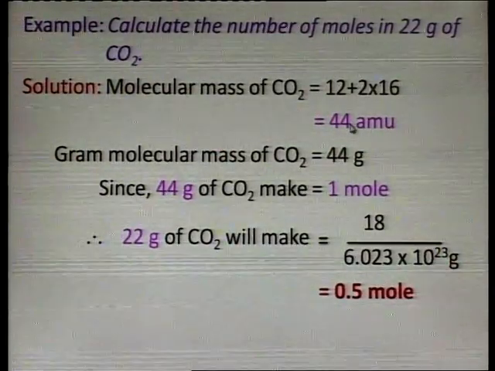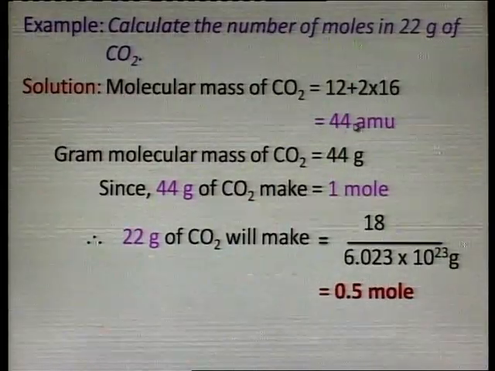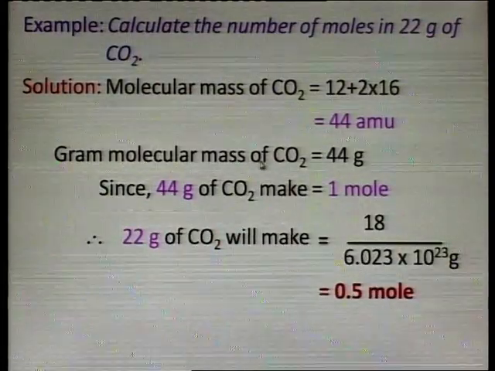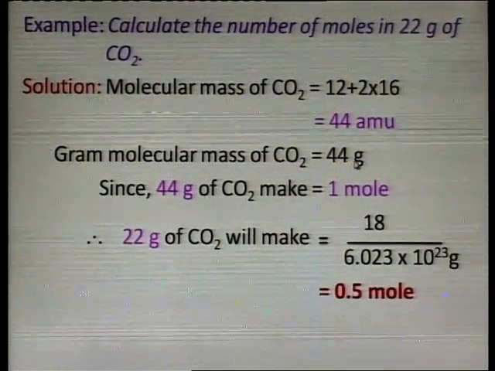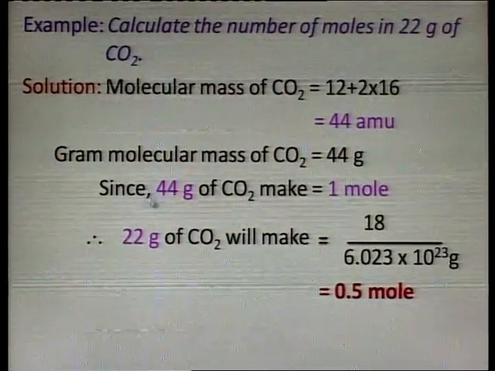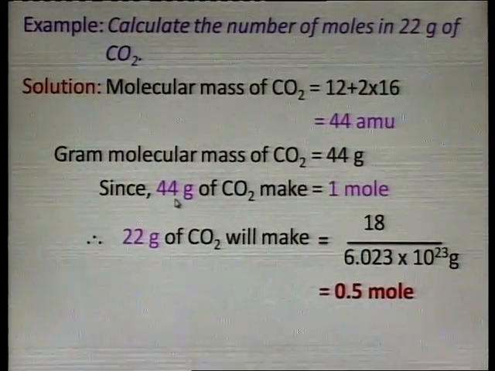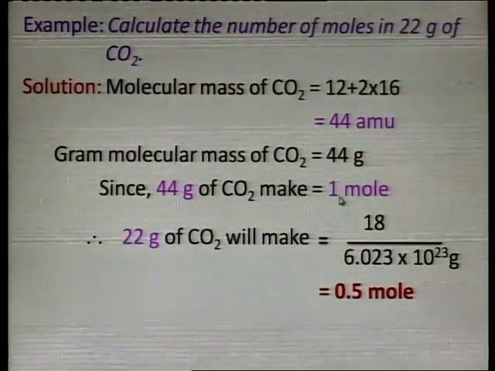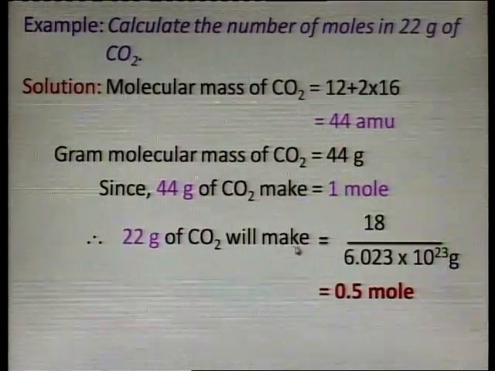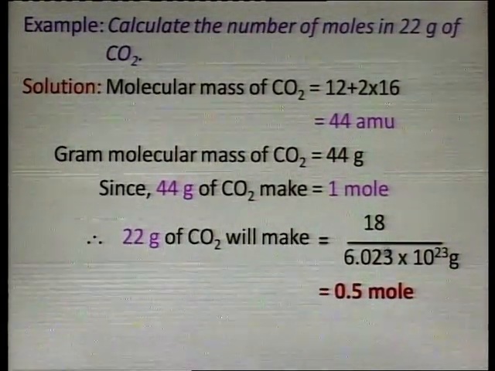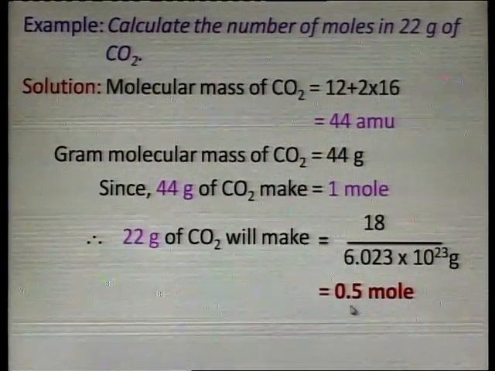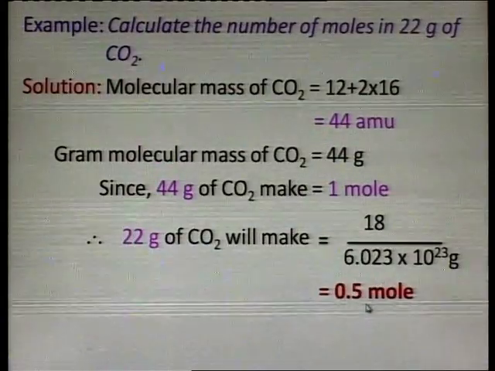So, as you know that molecular mass, when it is expressed in grams, is called gram molecular mass. So, gram molecular mass of carbon dioxide is equal to 44 gram, and gram molecular mass of any substance is equal to 1 mole. So, we will have the equation here that 44 gram of carbon dioxide is equal to 1 mole. So, therefore, 22 grams of carbon dioxide will be equal to 1 upon 44 into 22, this will be equal to 0.5 mole.